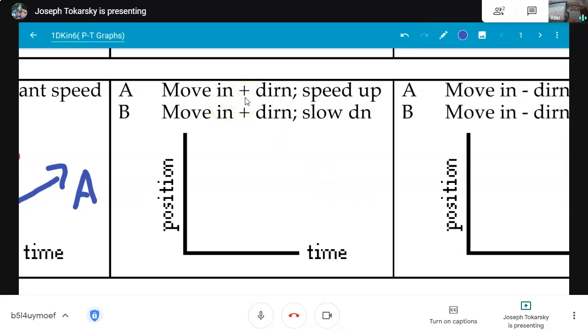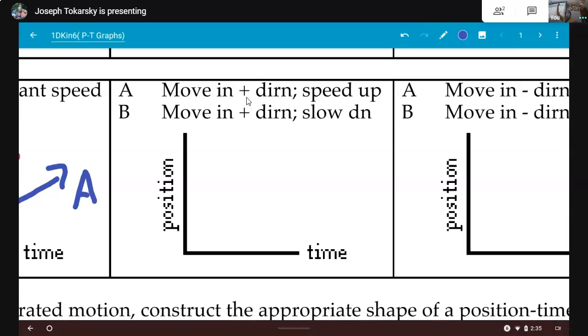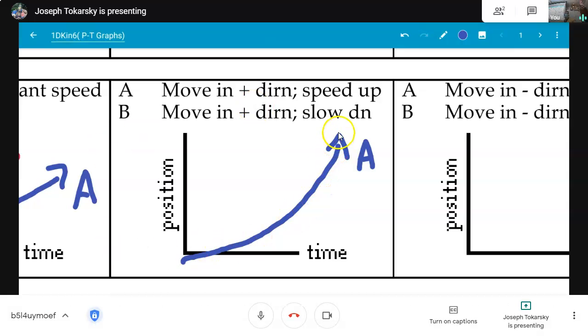Moving in the positive direction. Remember, which way is the positive direction? Upward, right? And if we're speeding up, remember what I said on that simulation, the line's got to get steeper, right? So I need to go upward and get steeper as I go upward. So line A, to do that, would have to look like that. It has to look pretty much exactly like that. You can see it sweeping upward. That means I'm going positive.